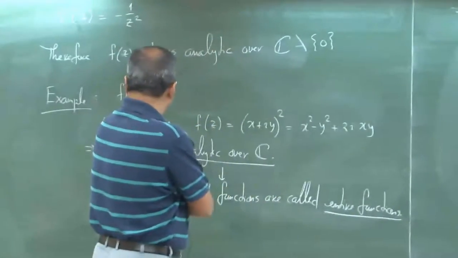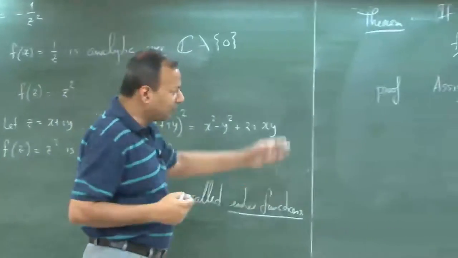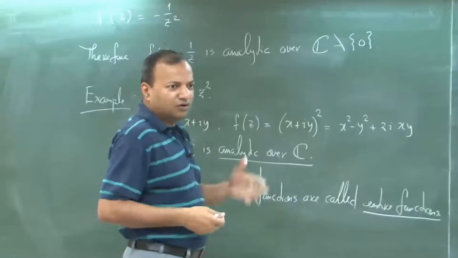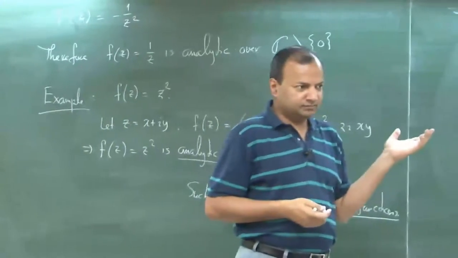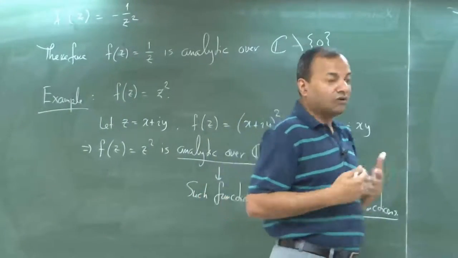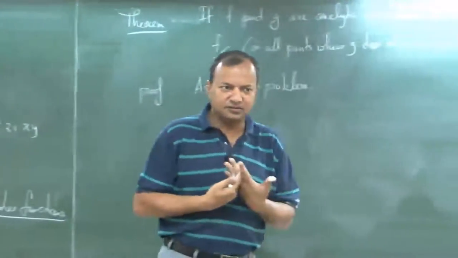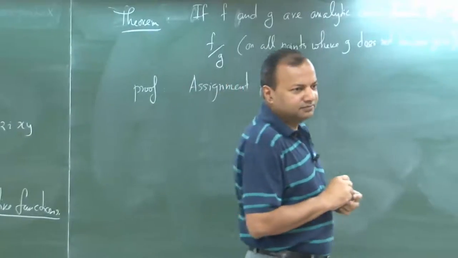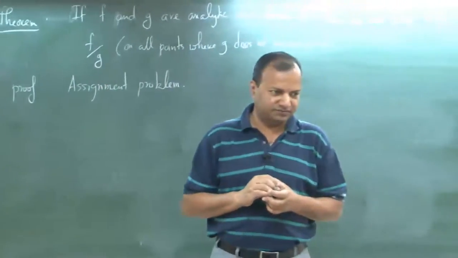Okay, so now with this we are in good shape. What immediately follows from this is that all polynomials are analytic. In fact, all rational functions are analytic over the domain where the denominator does not vanish.